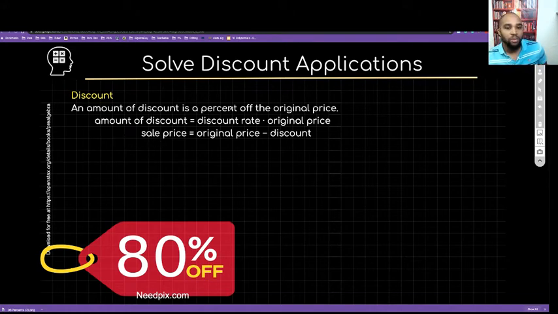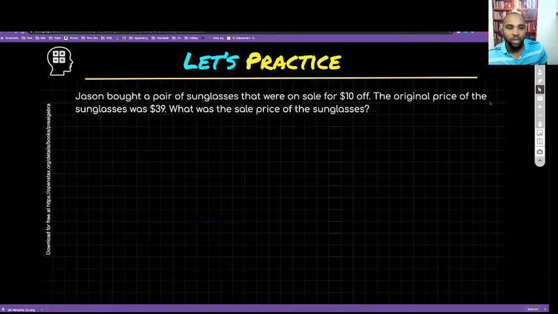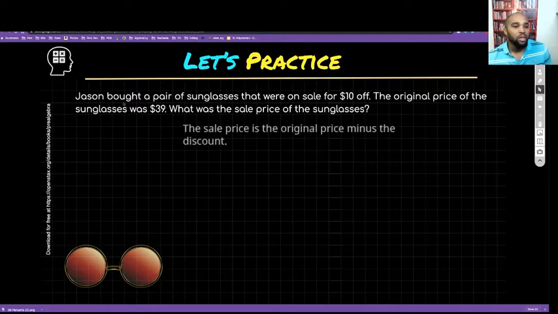So the amount of a discount is a percent off the original price. Amount of discount is equal to the discount rate times the original price, and the sales price is the original price minus the discount. Now this actually makes sense intuitively, and I'm going to show you that as we work these problems. For instance, Jason bought a pair of sunglasses that were on sale for $10 off. Well, the original price was $39. So what was the sale price? Well, that should be pretty easy. Originally it was $39 and there's $10 off. So we're going to take $10 off, leaving us with $29. Pretty simple.